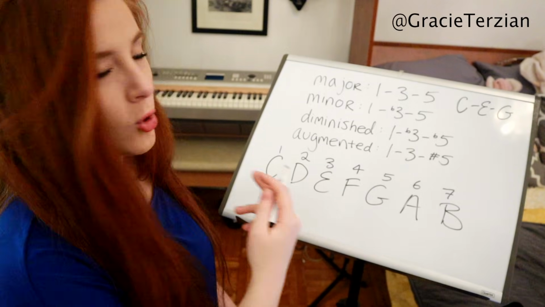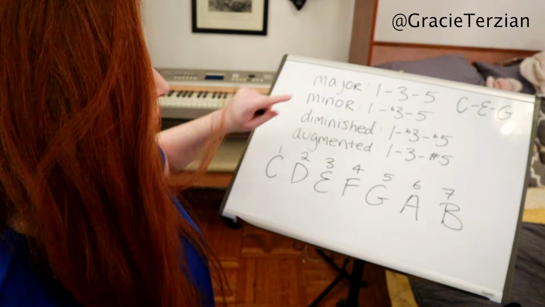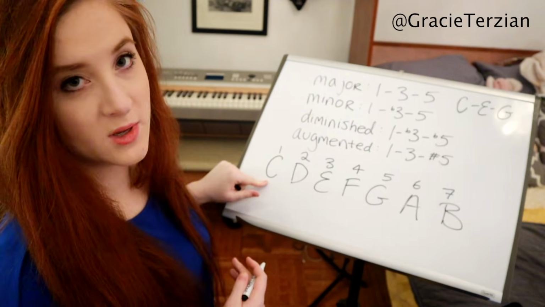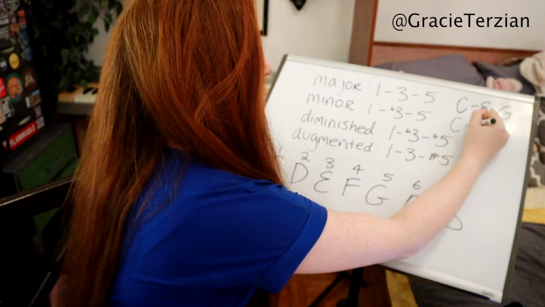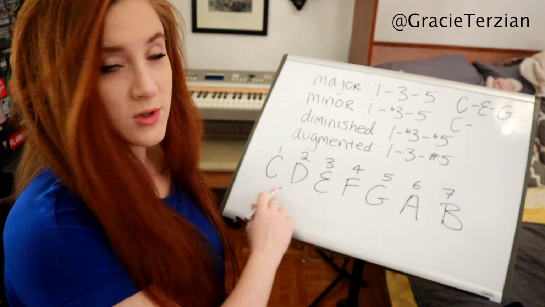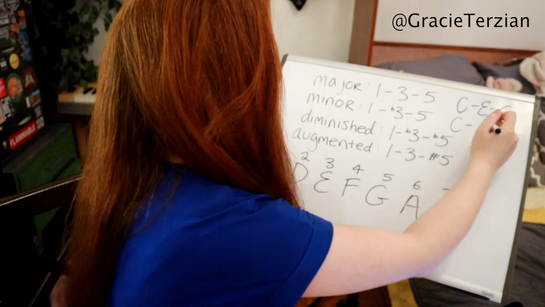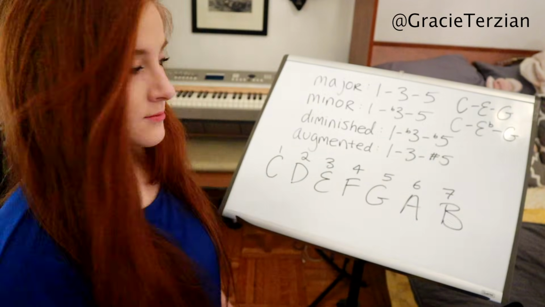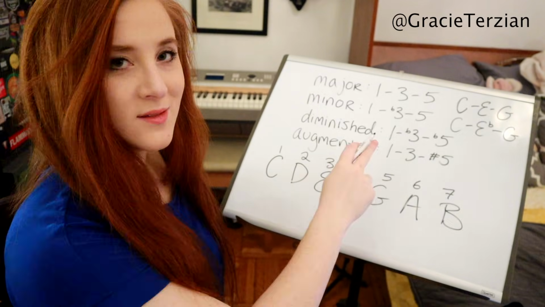Okay, what about a C minor chord? We have a 1, a flat 3, and a 5. So what's the 1 going to be? 1 is going to be our C, right? Then what about the flat 3? Well, the 3 is an E, so it's going to be an E flat, because we're just going to take that third note and flatten it. So C, E flat, and G. Pretty easy.